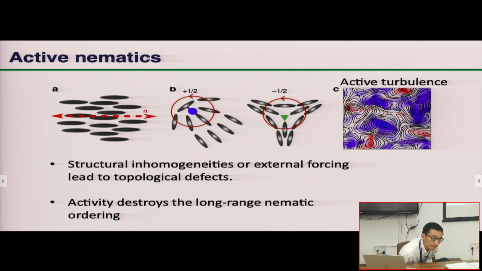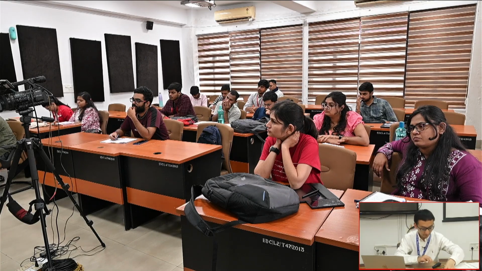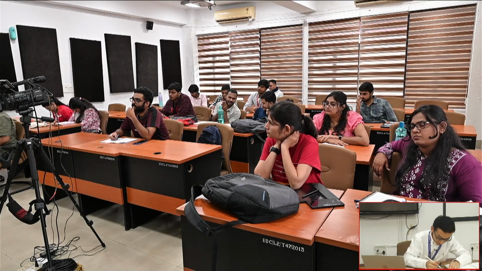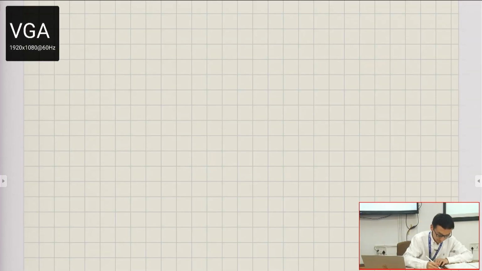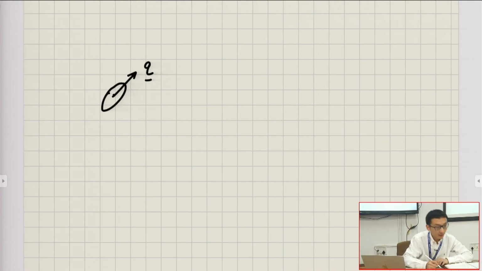Yep. So actually, I understand the definition of nematics. So let me show a sketch here. So you have a particle ellipsoid that's swimming in this direction. That's polar because when you swim in this direction, that's different from swimming in this direction, right? That's polar, meaning it has a polarity.